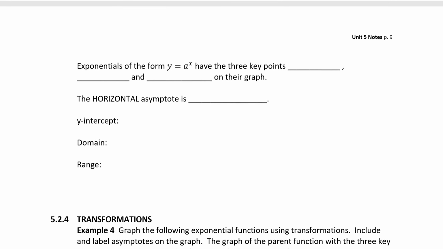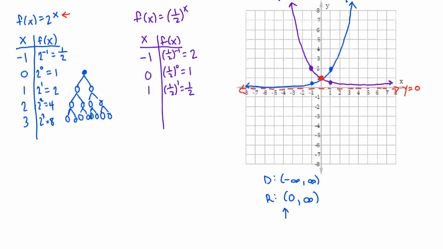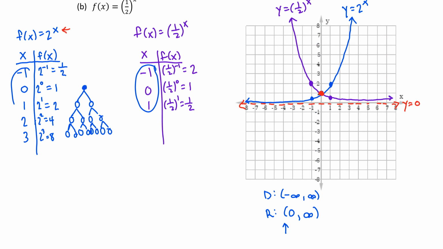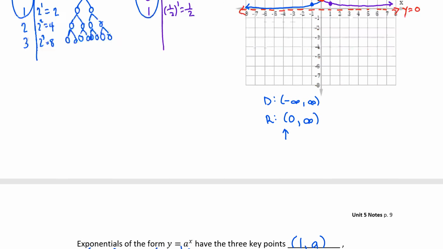So we can summarize the properties of exponential functions. Exponential functions of the form y equals a to the x have three key points. X equals 1, y equals a. X equals 0, y equals 1. X equals negative 1, y equals 1 over a. Now, I don't necessarily recommend memorizing those points. What you do need to know is how to generate an exponential function, and that is by choosing x equals 1, x equals 0, and x equals negative 1. Those were the three key points that we used to find the graphs of our first two examples.